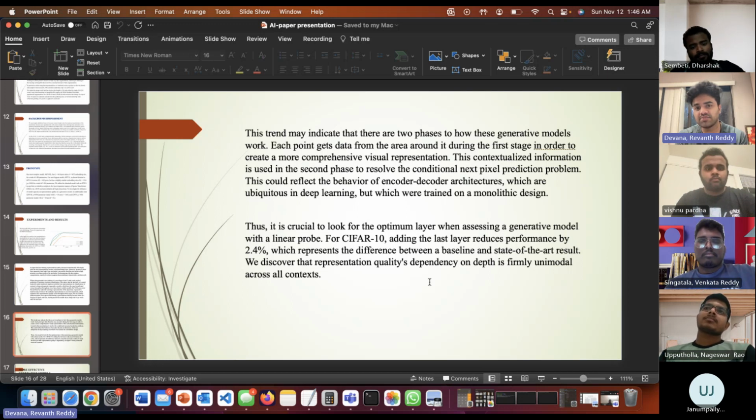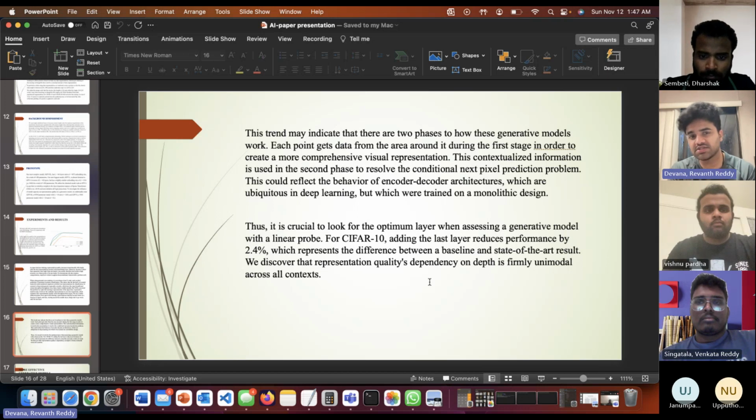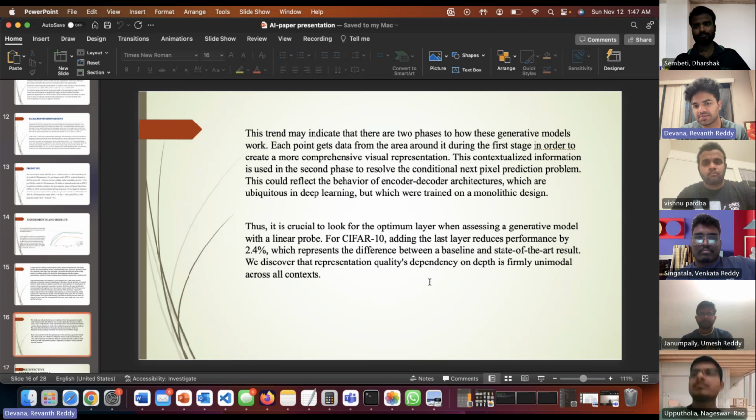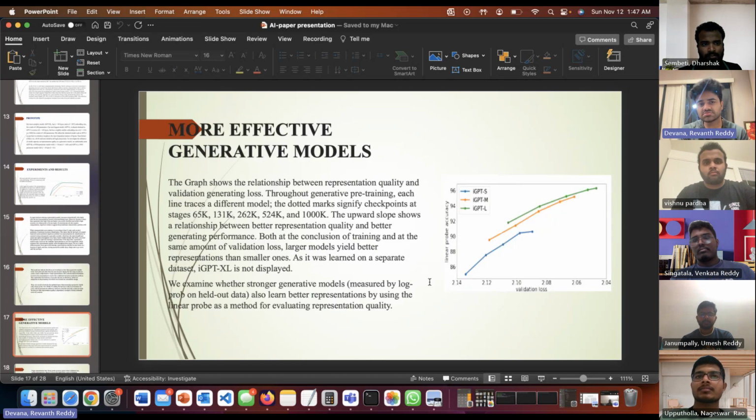This could reflect the behavior of encoder-decoder architectures, which are ubiquitous in deep learning, but which are trained on a monolithic design. Thus, it is critical to look for the optimum layer. For a linear probe on CIFAR-10, using the last layer reduces performance by 2.4%, which represents the difference between a baseline and state-of-the-art results. We discovered the representation quality's dependence on depth is firmly unimodal across all the contexts.